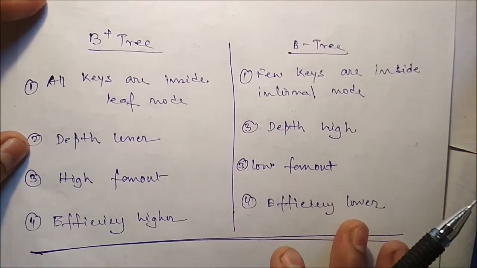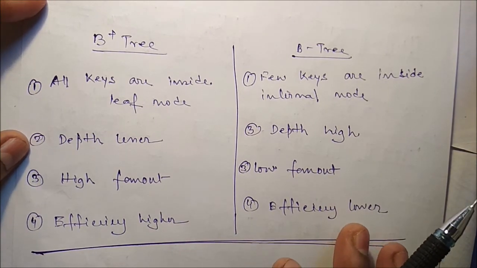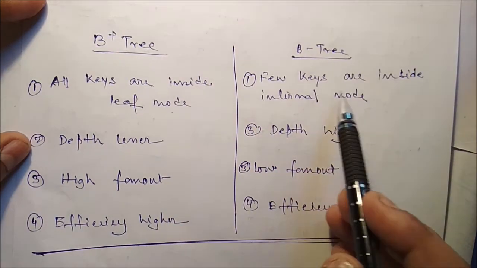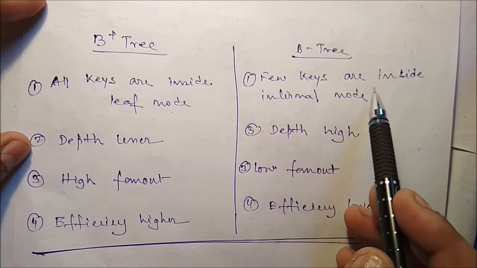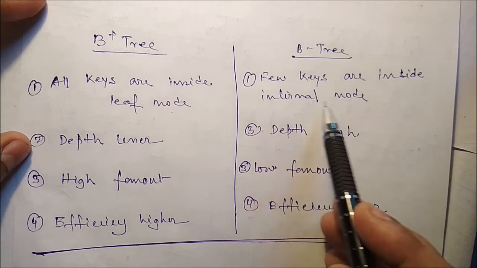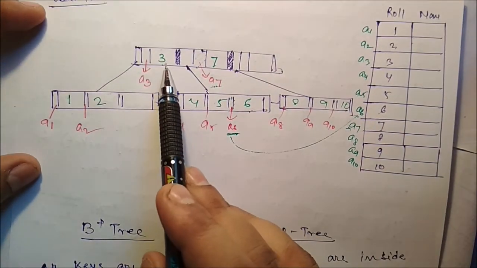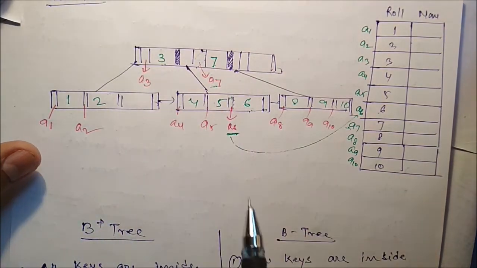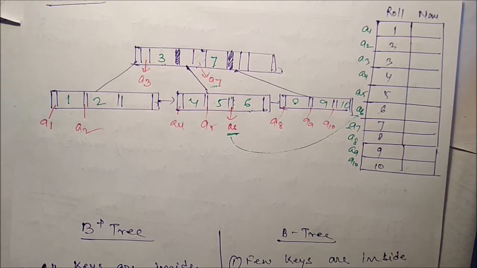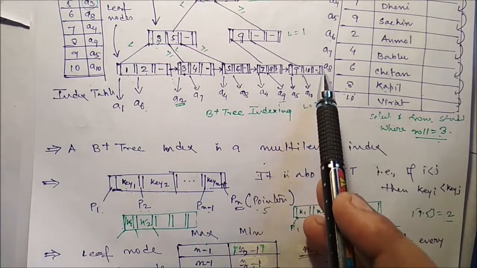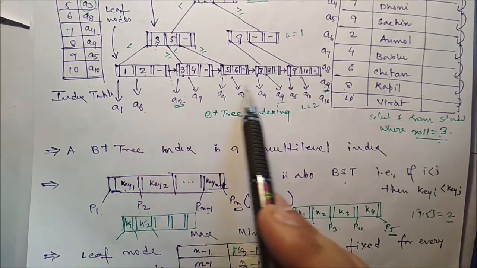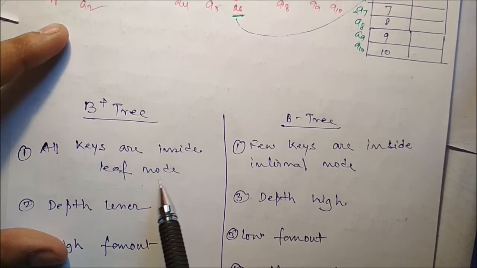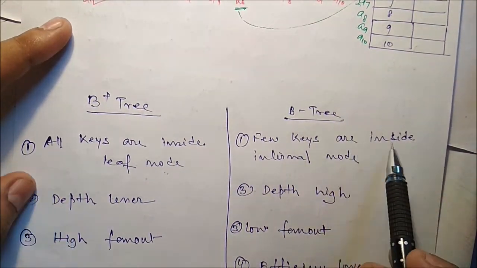Okay, now we can see the difference between B plus tree and B tree. In a B plus tree all keys are inside the leaf nodes, but in a B tree a few keys are inside the internal nodes. So roll numbers 3 and 7 are not in the leaf node, they are in the internal node. But in a B plus tree, all the keys are present in the leaf nodes. Are you getting this one? So all keys are inside the leaf node, but in a B tree few keys are inside the internal node.